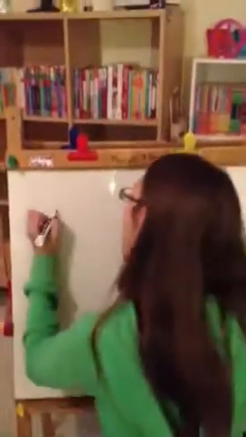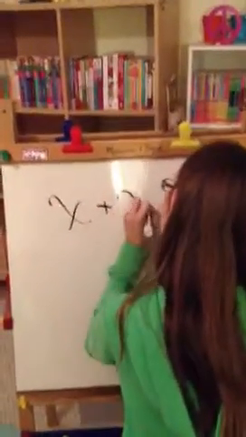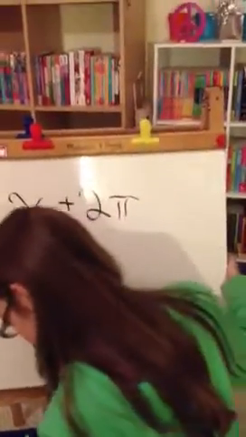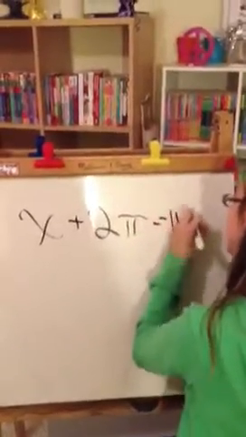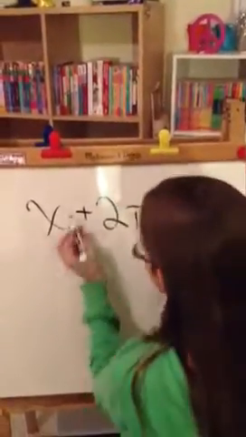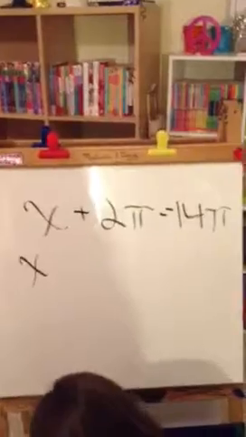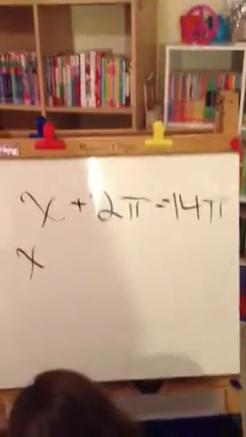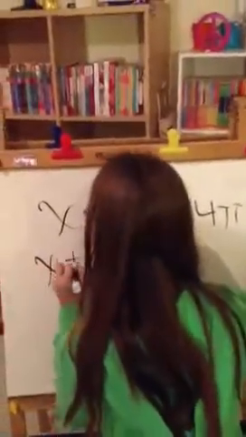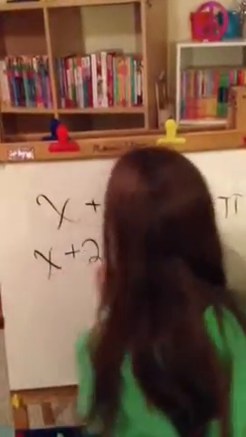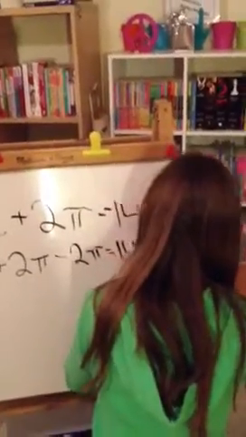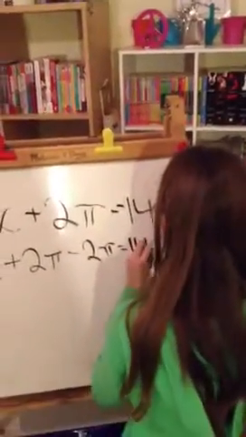Our problem is x plus 2 pi equals 14 pi. Let's check my paper and make sure I'm doing this right. Yeah, x plus 2 pi. You got to get that x alone, so you got to do minus 2 pi equals 14 pi minus 2 pi.